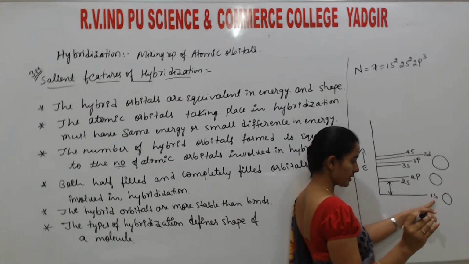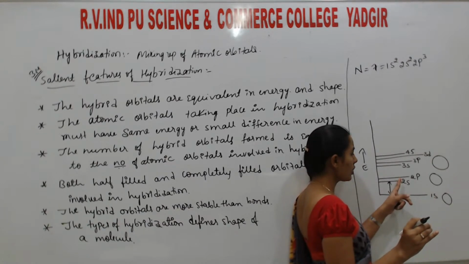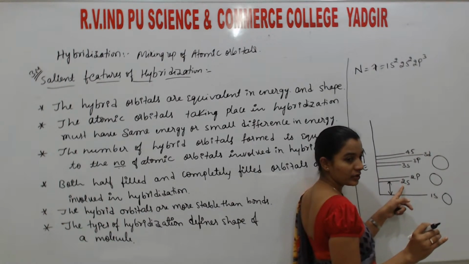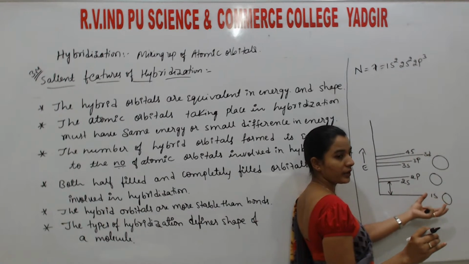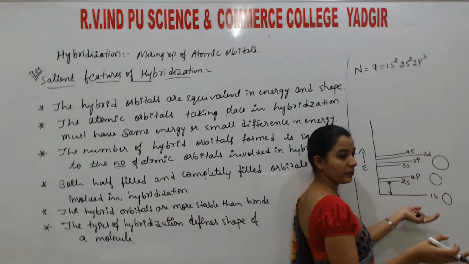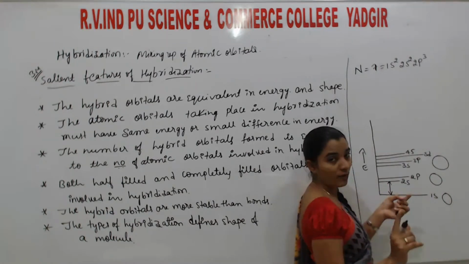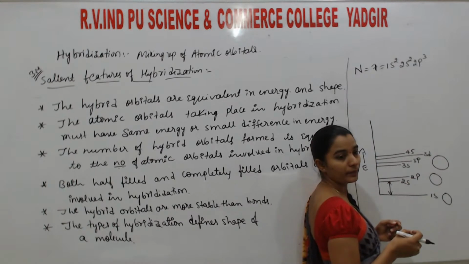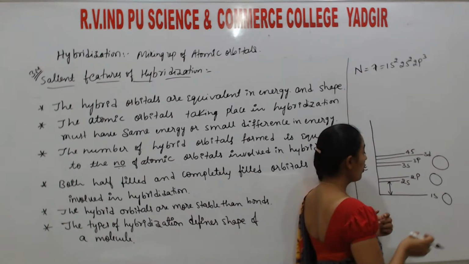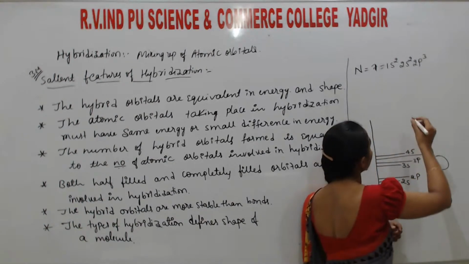For example, the 1s orbital is there. 1s cannot be involved in hybridization. So it cannot be mixed up with any of them. s can only mix up with s orbital, but that type of hybridization is not possible. Only a sigma bond they will form. But 2s, 2p, of course, they can overlap. Understand?